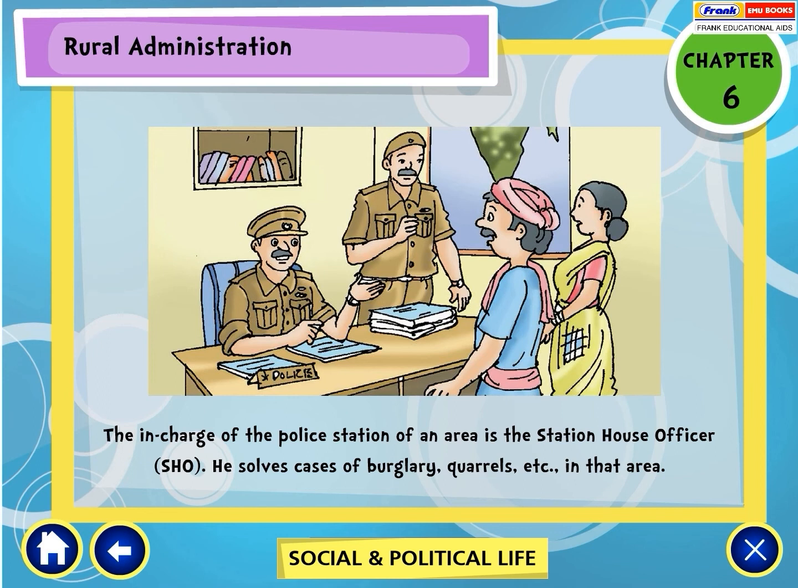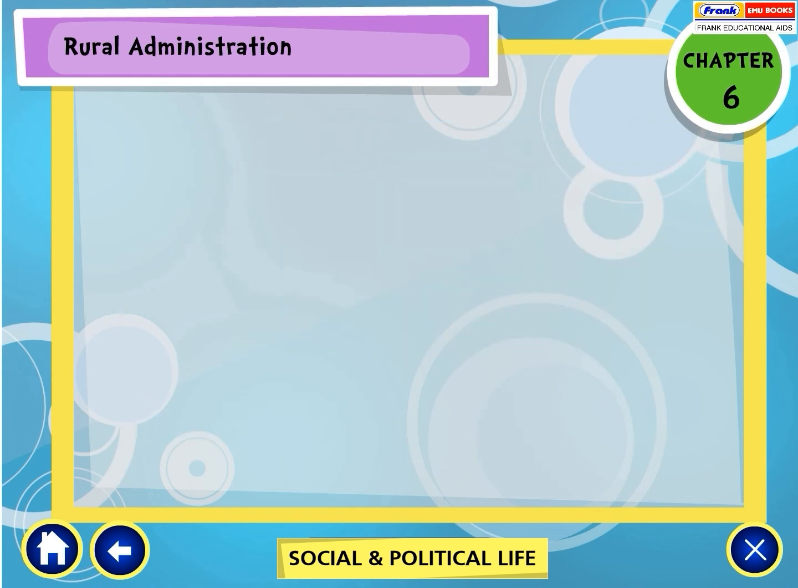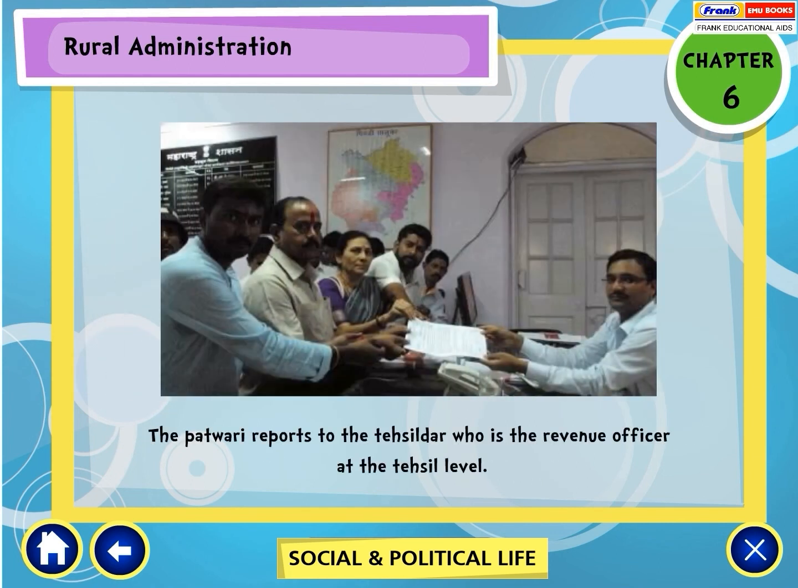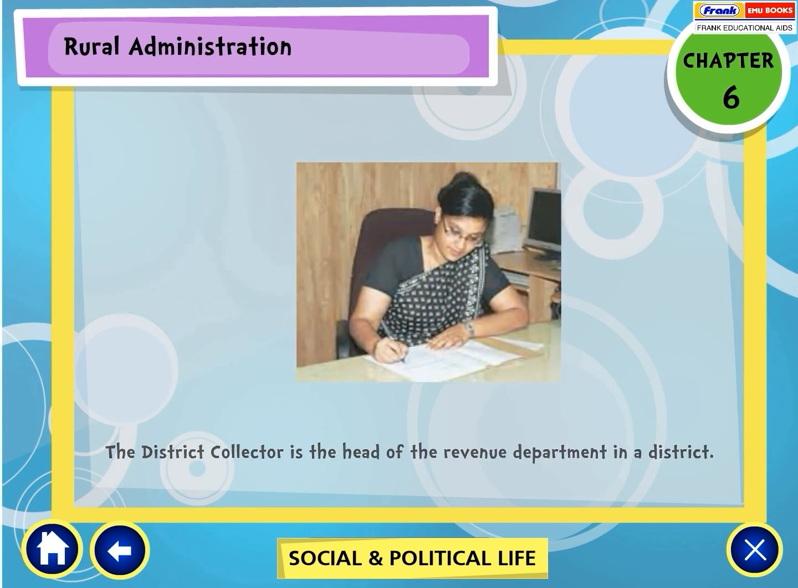The Patwari is the village accountant who maintains land records by visiting agricultural lands, preparing land maps, writing records of land ownership and crop grown in every harvest, etc. The Patwari reports to the Tehsildar, who is the revenue officer at the Tehsil level. The district collector is the head of the revenue department in a district.